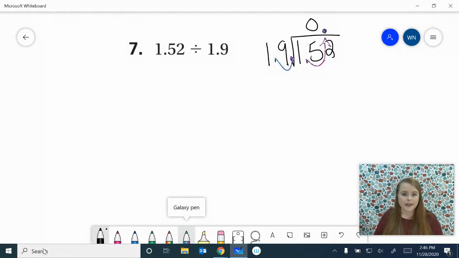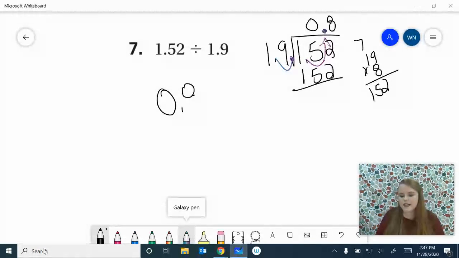15 divided by 19 is 0. 152 divided by 19. 19 is close to 20. Let's count. 20, 40, 60, 80, 100, 120, 140, 160. So let's try 19 times 8 and see how that goes. 19 times 8. 9 times 8. Ooh. Let's see if we can use our 9s trick. I'm putting down the 8th finger. That gets me 72. Super easy. I love that 9s trick. 8, 9, 10, 11, 12, 13, 14, 15, 152. So 19 times 8 is 152. So my answer here was 8 tenths.